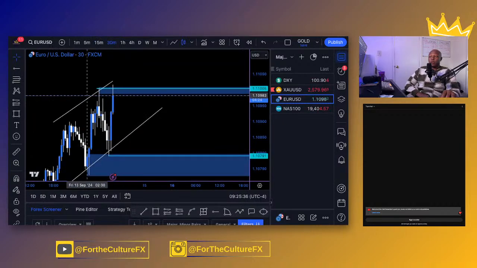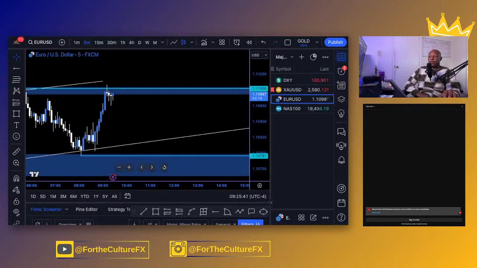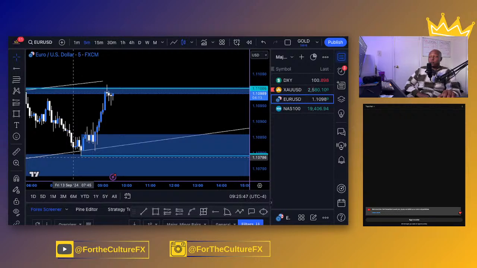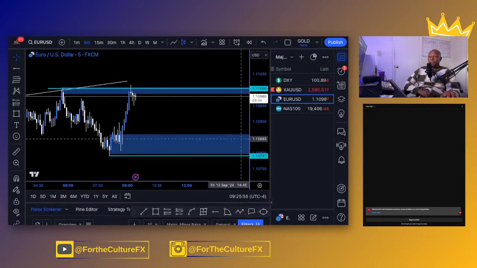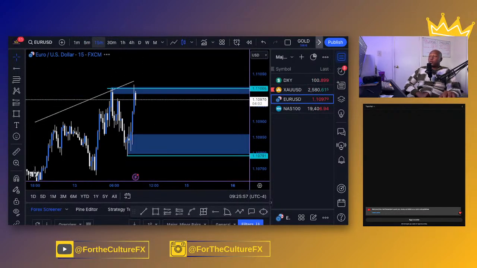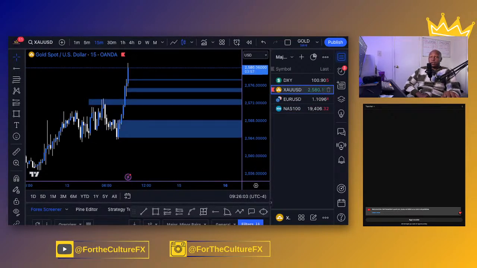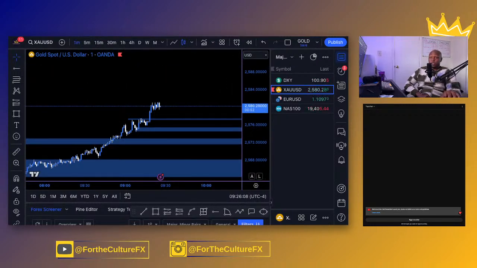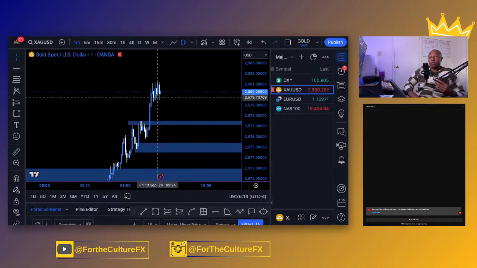Let's take a look on the 30. Yeah, I think it was the 15 minute. Oh, 5 minute. Here we go. So ultimately looking for price to get here, being that we can get a steeper corrective structure to form. If we don't get a steeper corrective structure to form, then this can just keep going up, similar to what we're seeing happening on gold here, where price is just continuing to climb higher. We need to see some type of correction before I look to get involved.